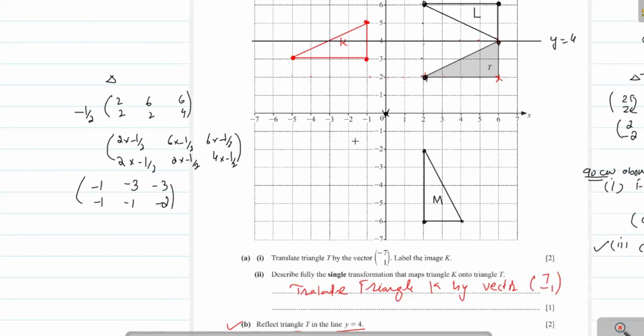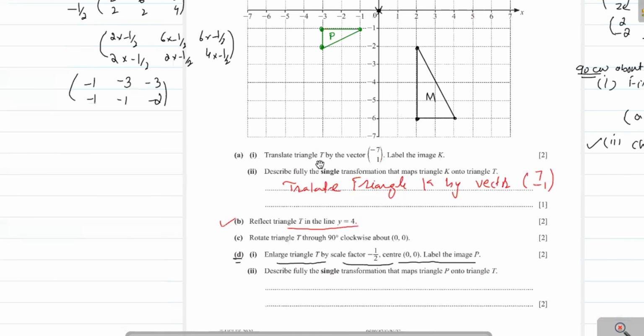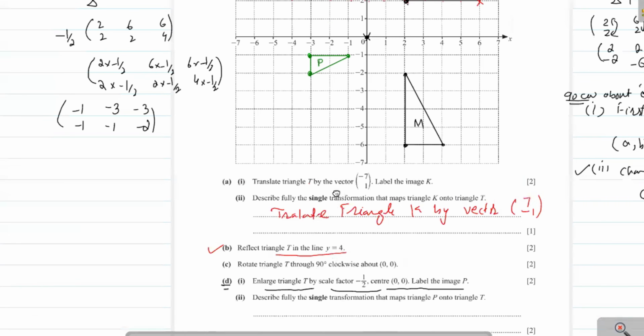Now we mark the point -1, 1. This is the point -1, 1. Next point is -3, 1, -3, -1, and next is -3, -2. These are the points after enlargement by -1/2. Now we join all these points and we get this triangle, and we name it triangle P, and this is the enlargement of triangle T by scale factor -1/2.